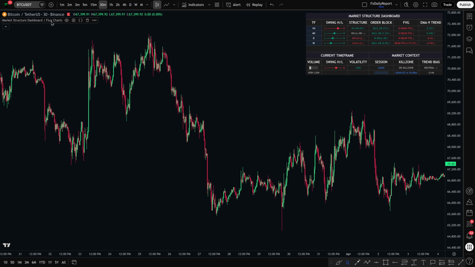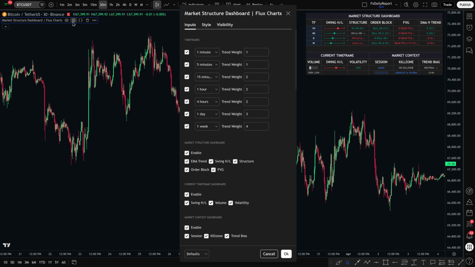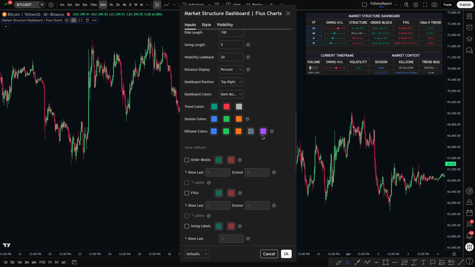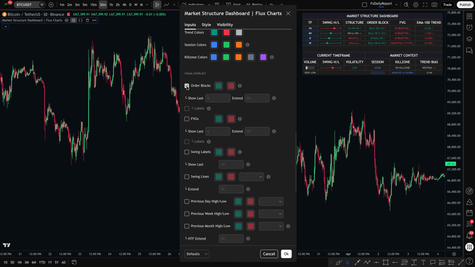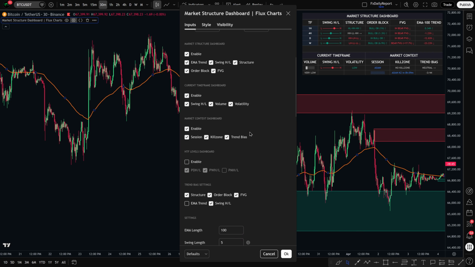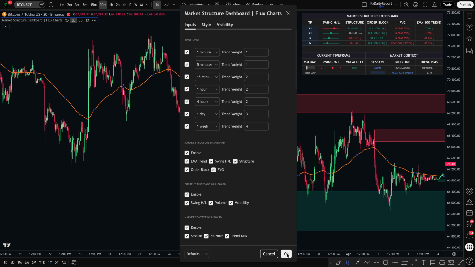Now let's set up the indicator properly. Click on the settings and you will see the time frames at the top. Leave those as they are. Scroll down and change the EMA length from 9 to 100. Keep scrolling, find order blocks, and turn it on. Scroll down a little more and make sure EMA is enabled. That is all you need to change. Click OK and your settings are applied to the chart.